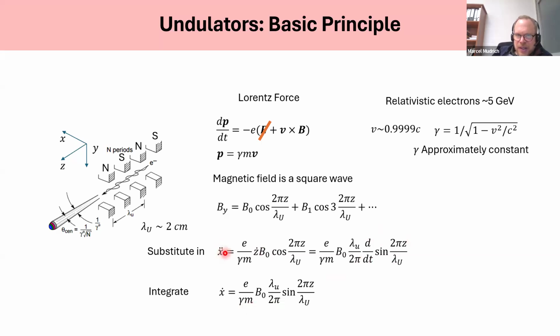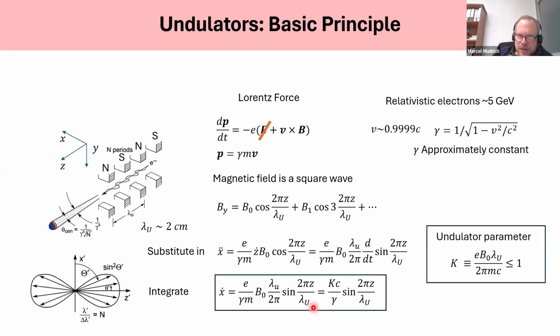We integrate once to get from the second derivative of x to the first derivative of x, and the derivative in front of the sine function disappears. So now we have an expression for the velocity in x as a sine function with this undulator periodicity. And that's an important result.